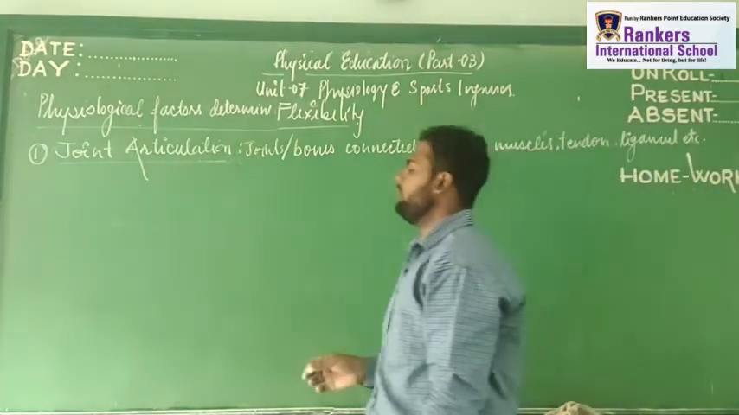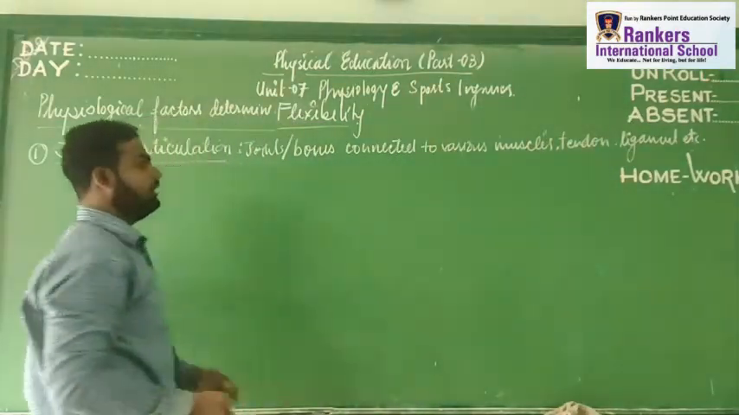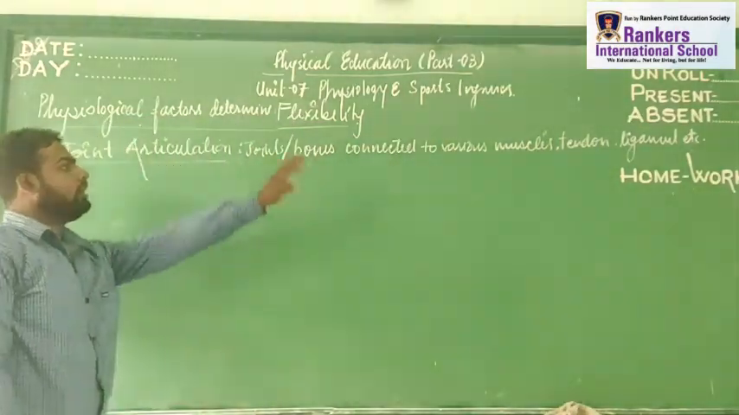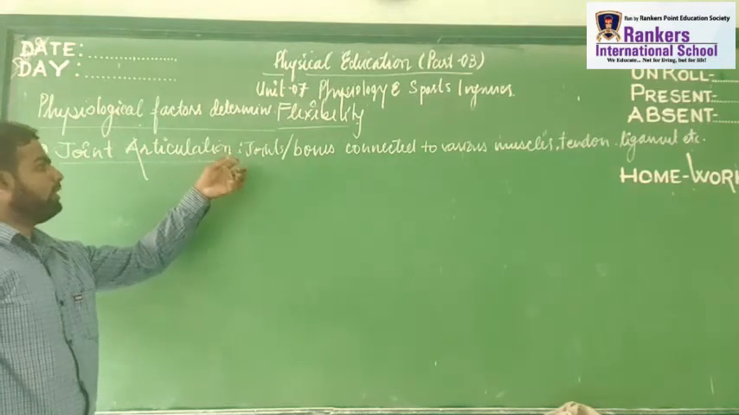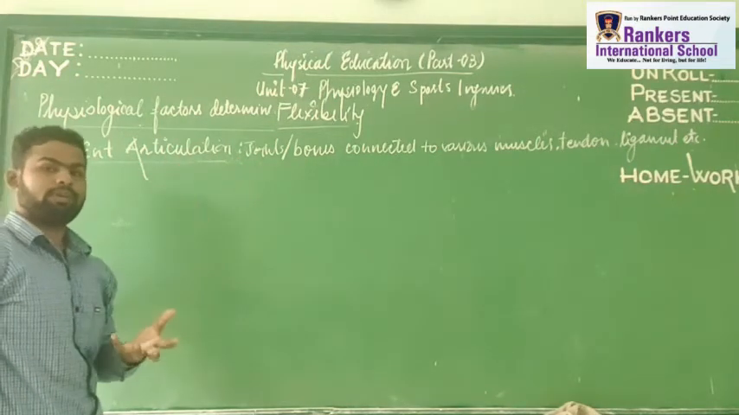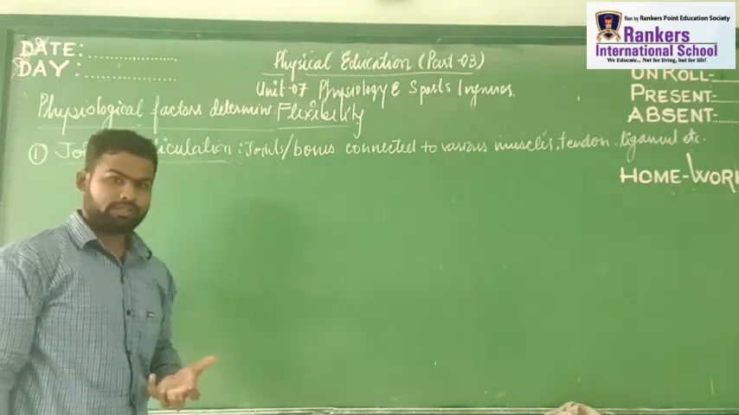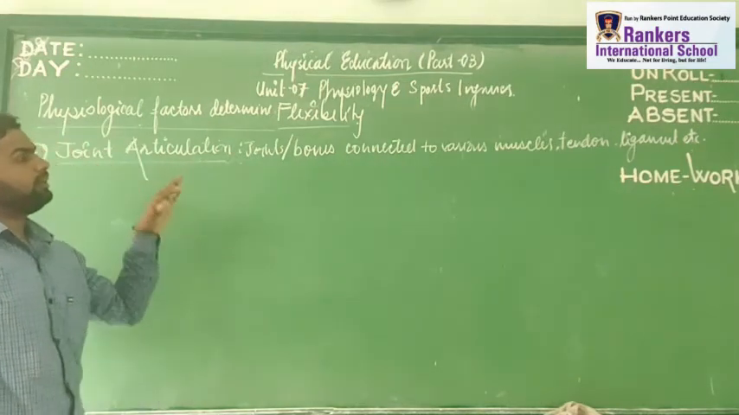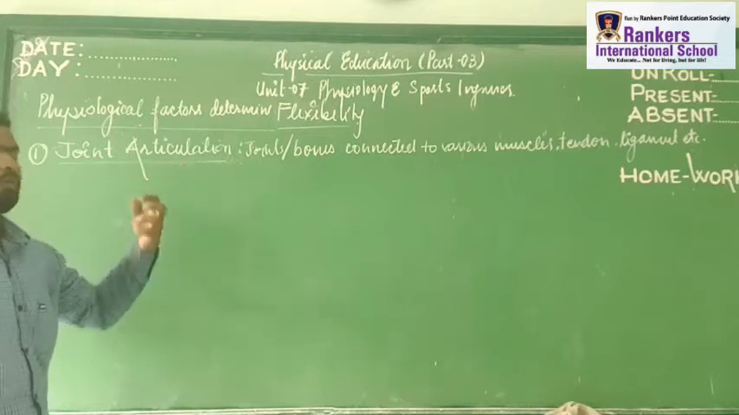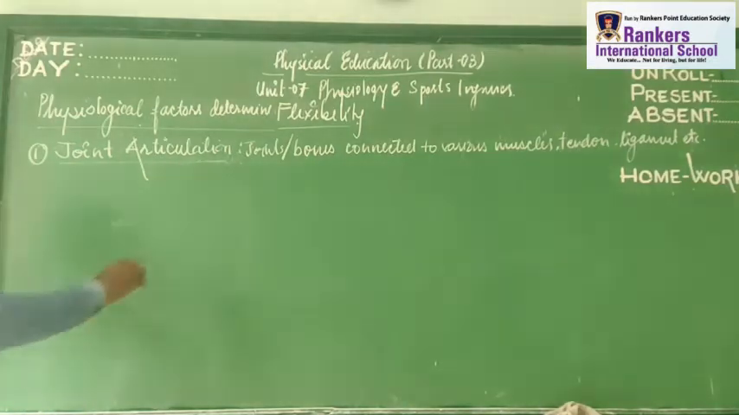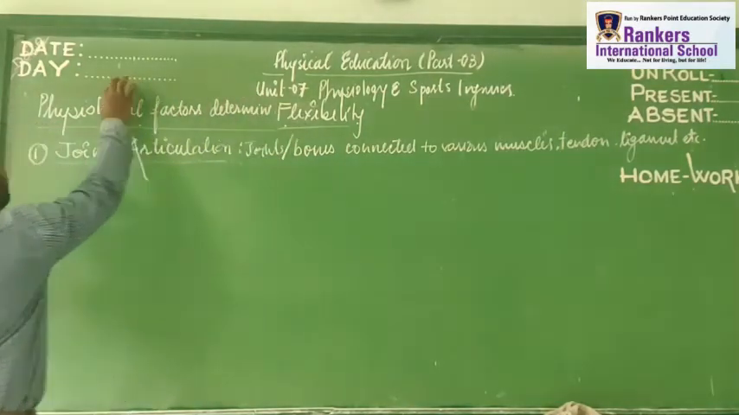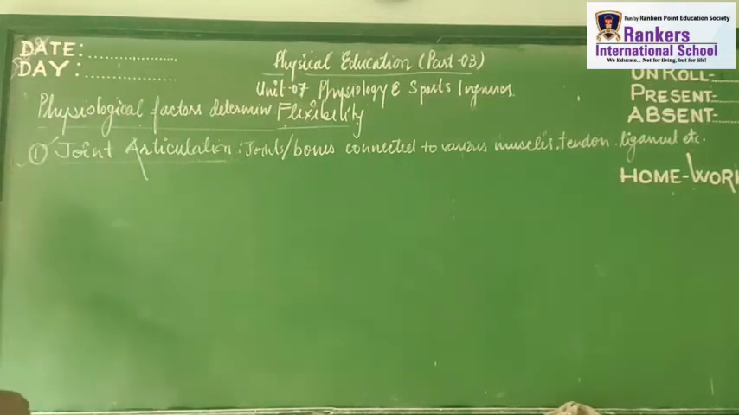Our body is joined with various ligaments, various tendons, and it is very important that our body should have more flexibility. The body should be strong, the body should be flexible. So if you want to make your body flexible, you must perform some asana. So the very first physiological factor of flexibility is our joint articulation.